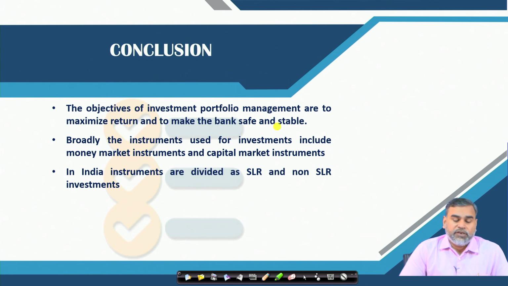And in India, the instruments are divided into SLR and non SLR investments. SLR investments are basically liquid investments, highly liquid instruments whose main objective is to maintain the liquidity of the commercial banks. But the objective of non SLR investments is to maximize the return from the market, and mostly they are long term in nature and largely invested in the capital market, whereas SLR investments are invested largely in the money markets only. So, this is the way the investment alternatives are categorized in the market.